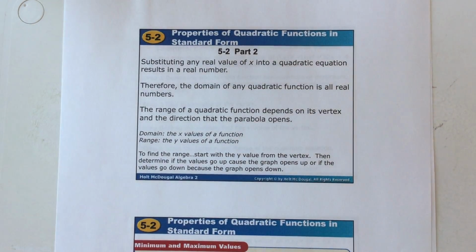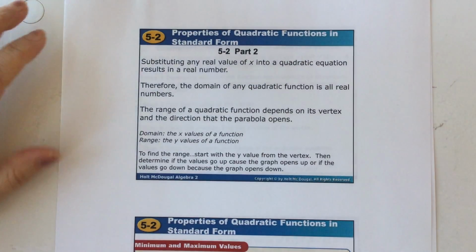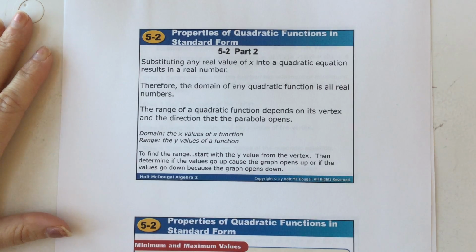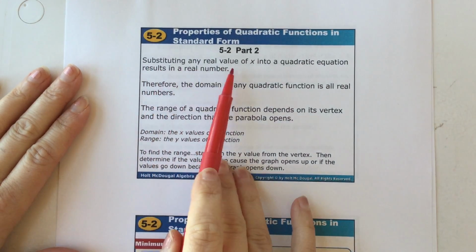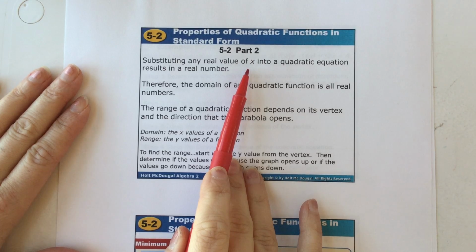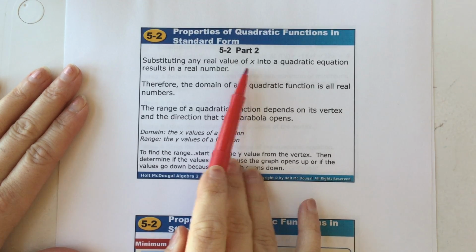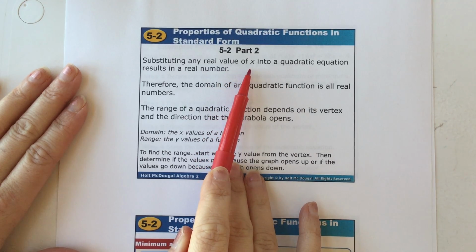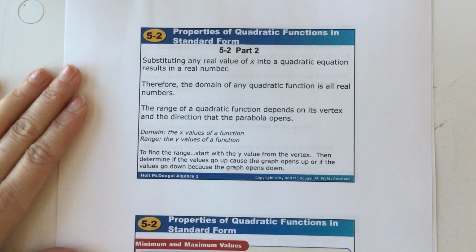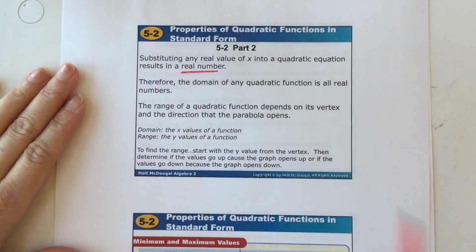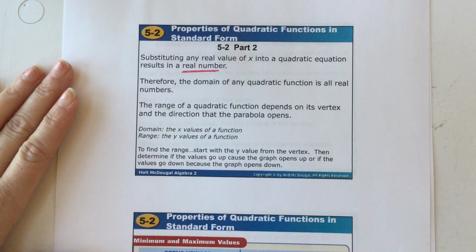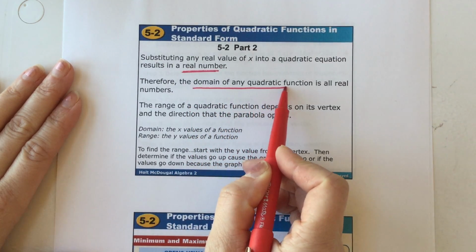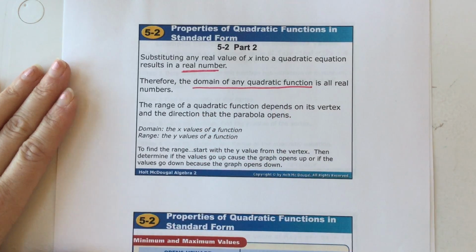Today in Algebra 2, we are going to finish up section 5.2 by learning a little bit more about quadratic functions. Anytime you take a quadratic function, remember that means that your x has a power of 2. Anytime you substitute any real number or any real value into x, and you calculate that in the calculator, you would end up with a real number. Because of that statement, the domain of any quadratic function is the set of all real numbers.